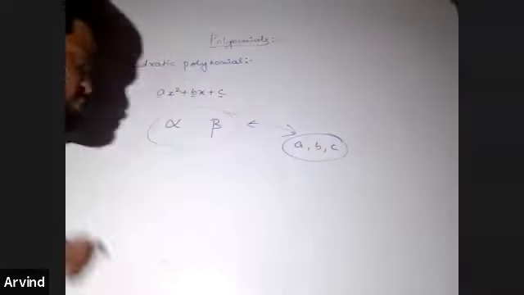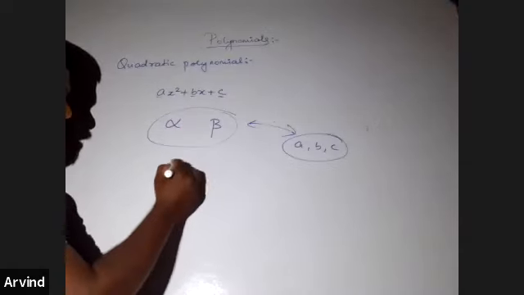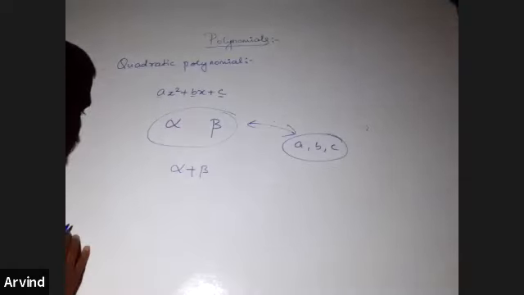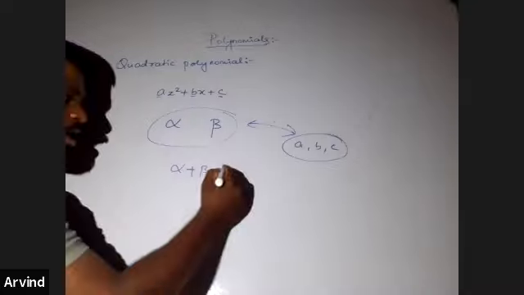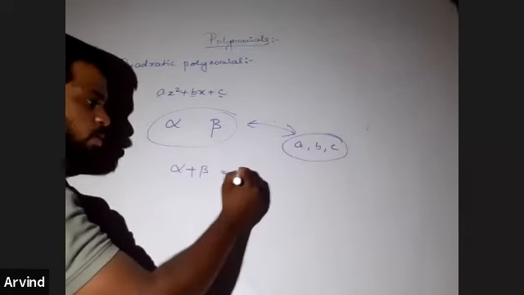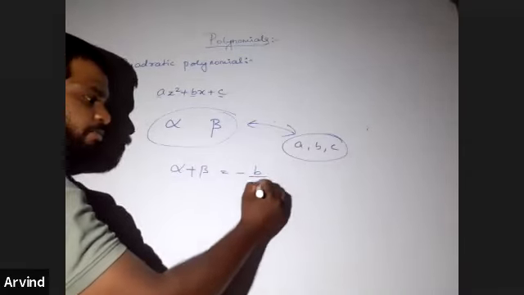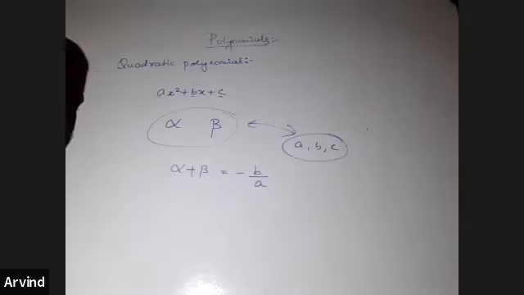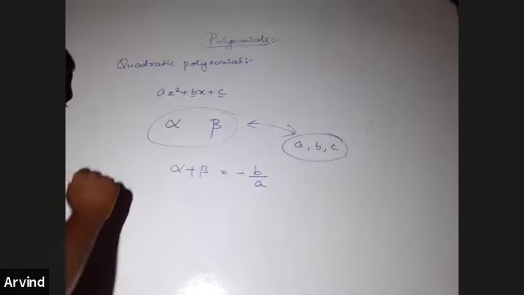Okay, let's quickly get into this concept. If we add these zeros, we call it the sum of zeros. That will be exactly equal to negative b divided by a. Alpha and beta are the zeros.